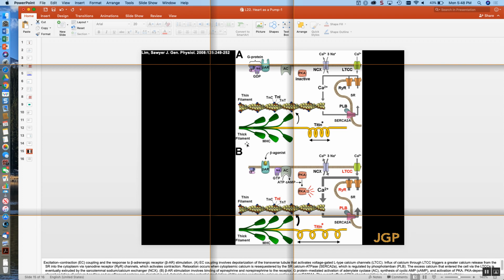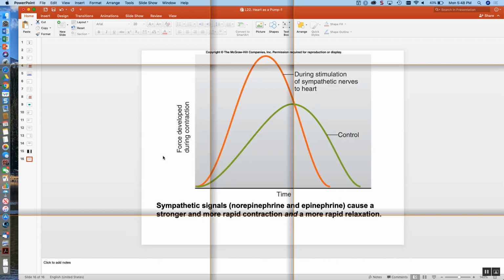So here's normal in green. The orange is sympathetic stimulation, where you get a greater contraction and a faster relaxation. So sympathetic surge not only gives you an increase in heart rate, but stroke volume as well.